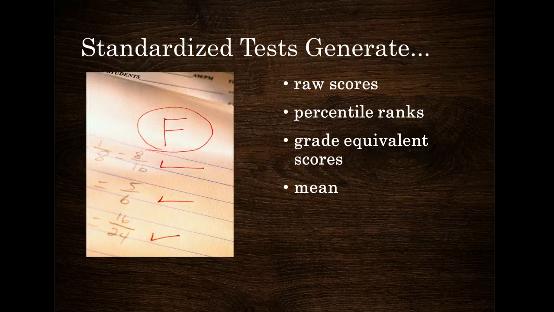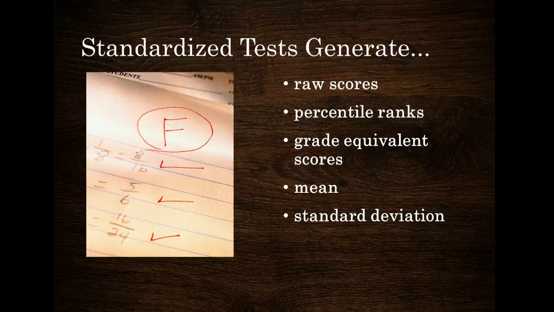The mean is just a fancy word for average. You take all of the raw scores. So you have a whole class full of students. You have 20 students, let's say. You add up all their scores, divide by 20, and you've got the mean. You've got the average score for that class.